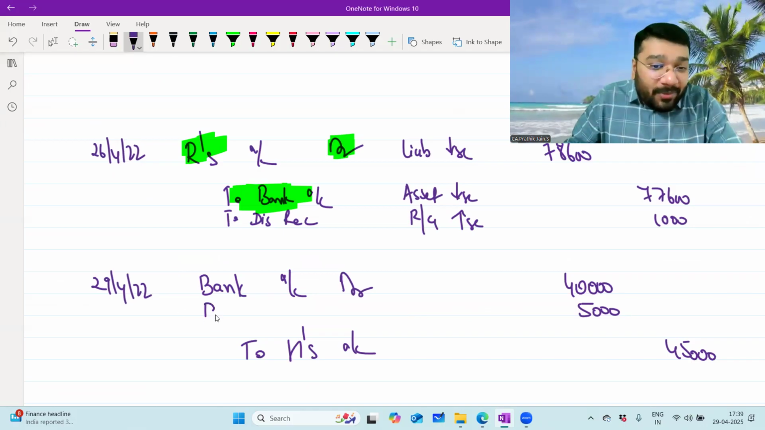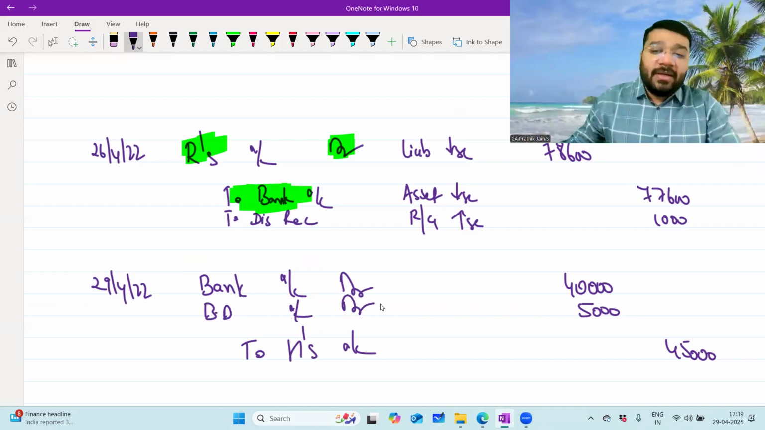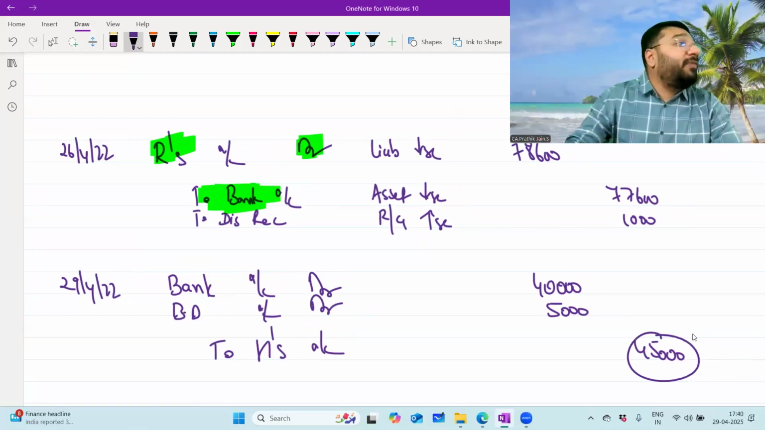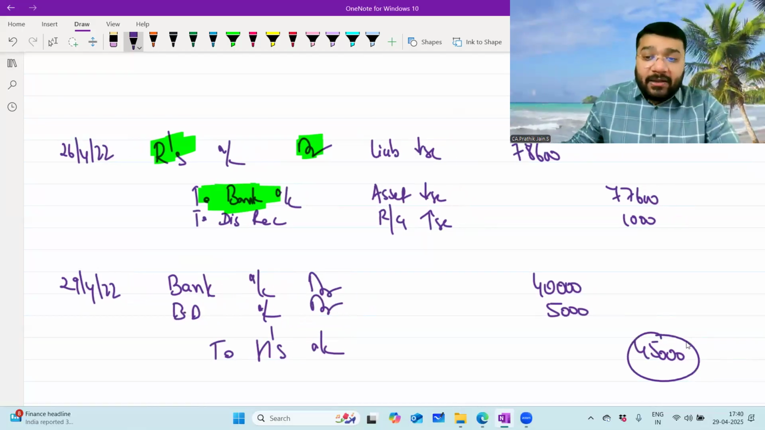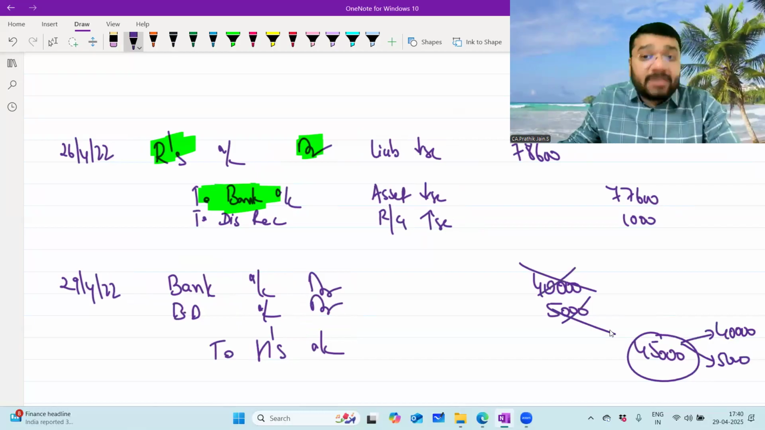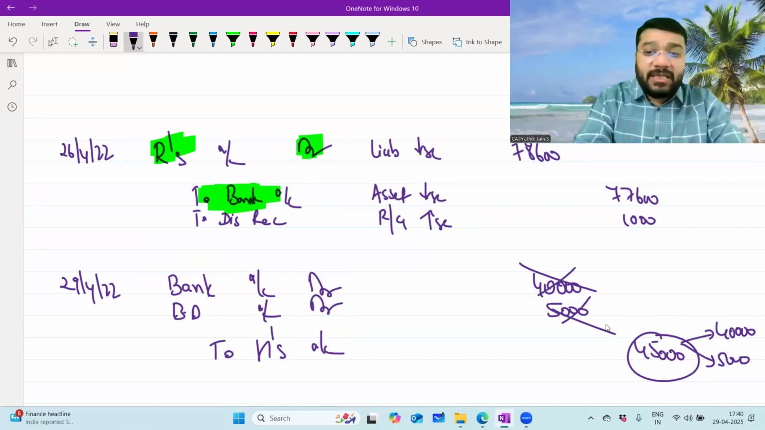So bad debt account debit. Bad debt account debit 5,000. Posting in H's account. By bank, by bad debt 40,000 and 5,000. Sorry, 40,000 and 5,000. Not this 40,000, not this 5,000 is posted in H's account. Please be very careful.